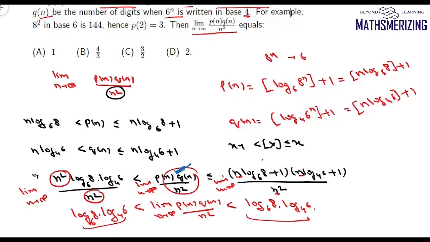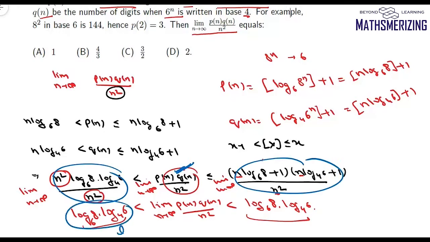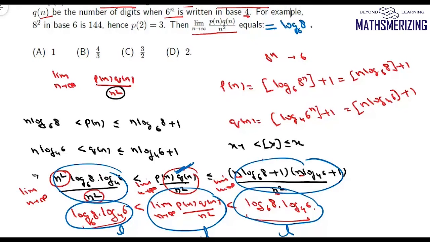Now the Sandwich theorem says if f(x) lies between g(x) and h(x) and if the limiting value of g(x) is L and the limiting value of h(x) is L, then the limiting value of f(x) is also L. So the value of this limit is equal to log 8 base 6 into log 6 base 4. So I can write it as log 2 base 8 upon log 6 base 2 and here will be log 6 base 2 upon log 4 base 2. So it will cancel. 8 is 2 cube and 4 is 2 square. So the value of this limit is simply 3 by 2 and that's your option number C.